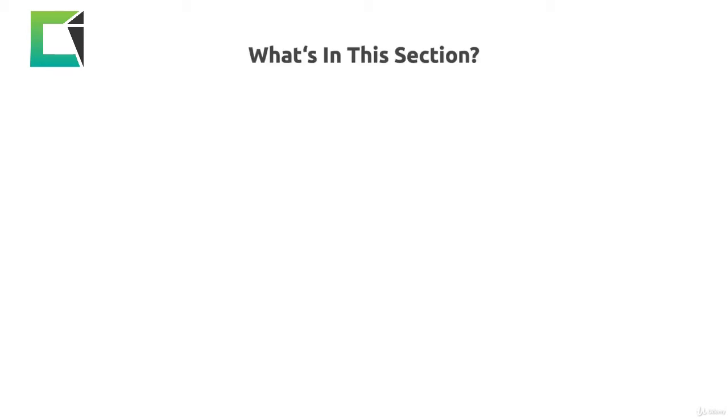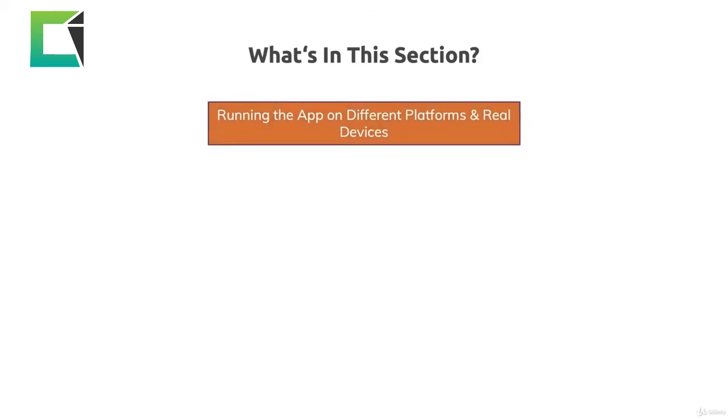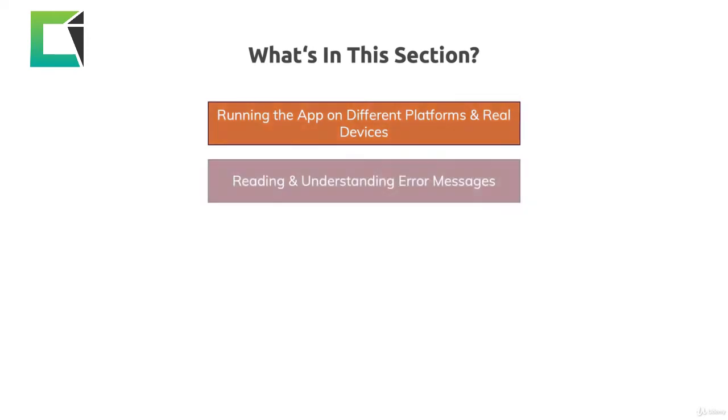Therefore, in this module, we'll have a look at how you can run your app on different platforms, so on Android and iOS, and on real devices, and how you can test your app there. We'll also have a look at error messages, because things will occasionally go wrong. You will have some errors in your code, and reading and understanding error messages and fixing errors is a crucial part of development, so we'll have a look at that.